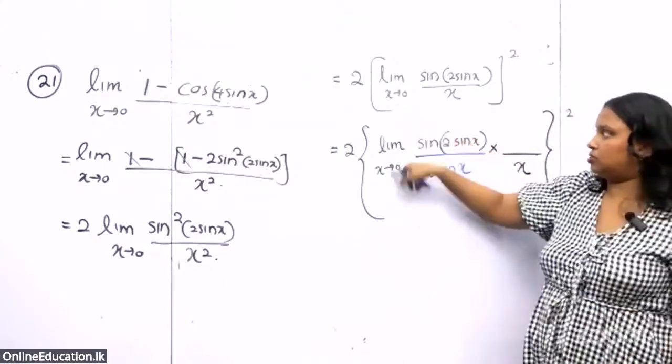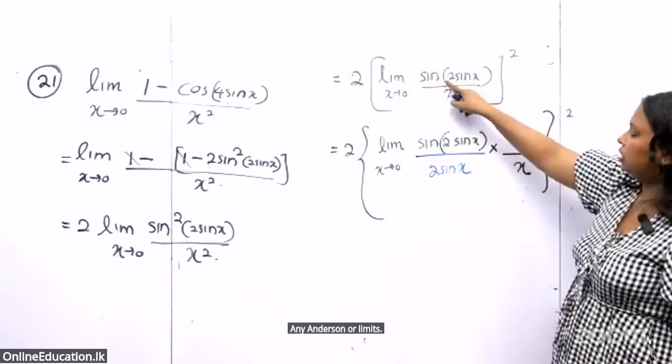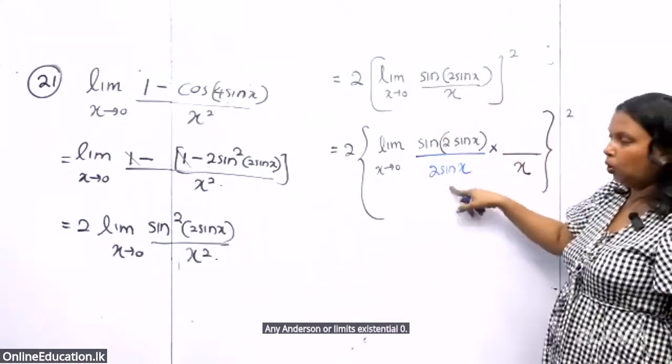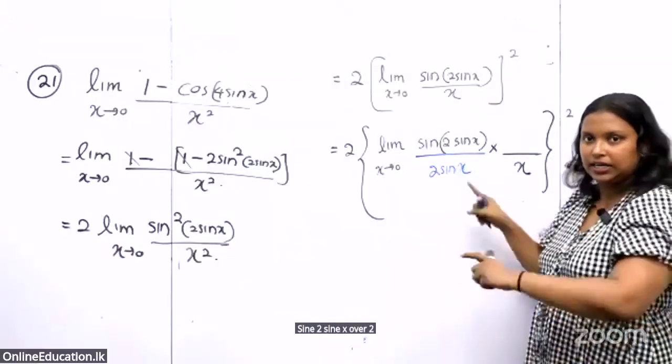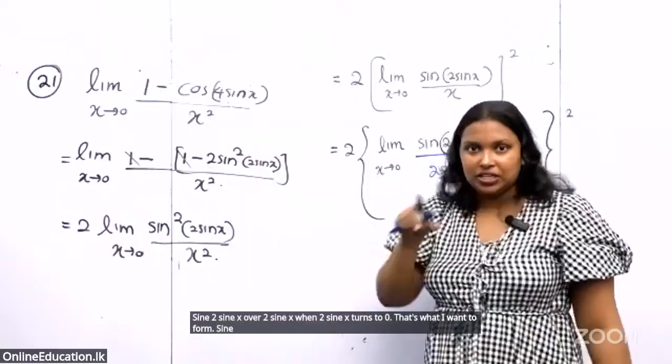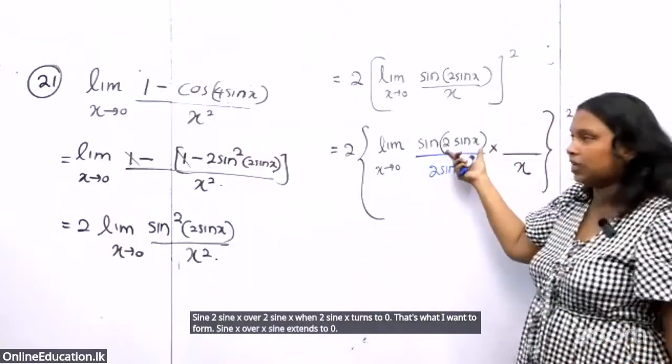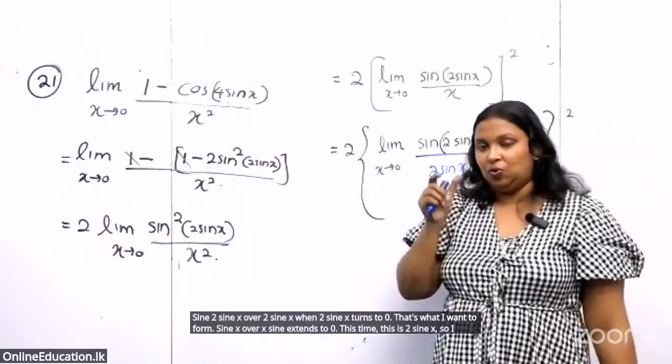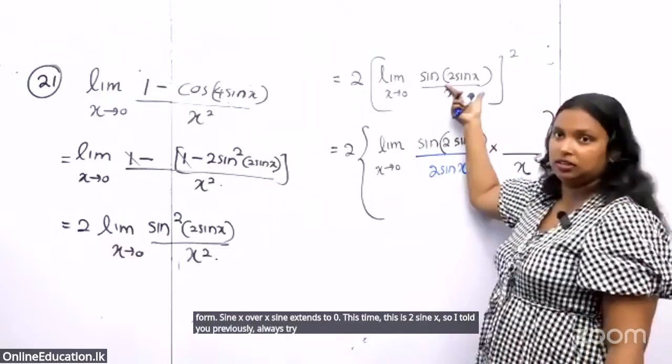Can you understand? Limits x tends to 0. Sine 2 sine x over 2 sine x when 2 sine x tends to 0. That's what I want to form: sine x over x as x tends to 0. This time this is 2 sine x. So I told you previously, always try to form this thing.